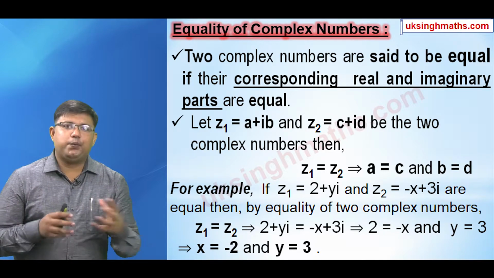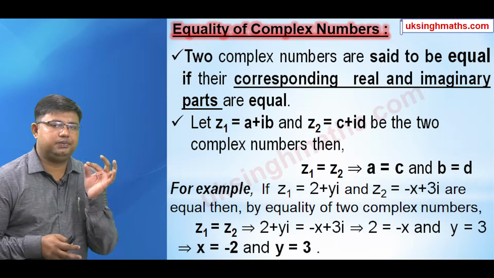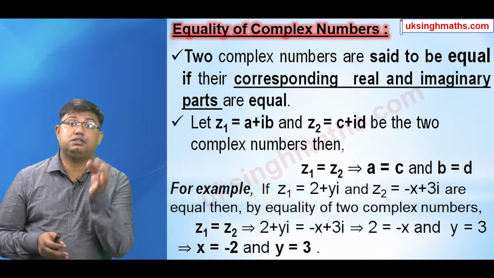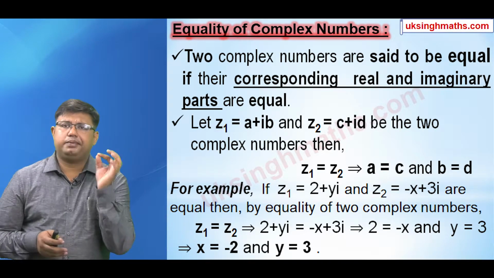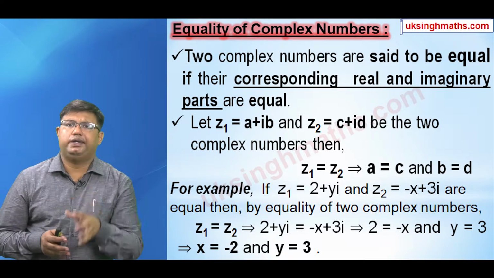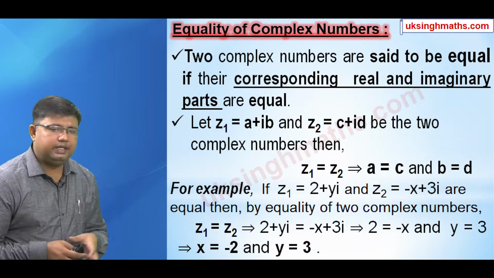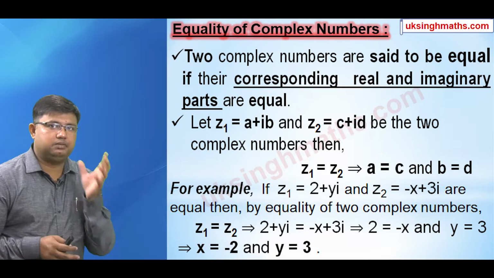And there is a wide application of this concept, and many problems are solved using this concept of equality of complex numbers. Now let us understand this concept with the help of a very simple example. Suppose you have z1 equal to 2 plus yi and z2 equal to minus x plus 3i, and it is given that these two complex numbers are equal. Then find the value of x and y.